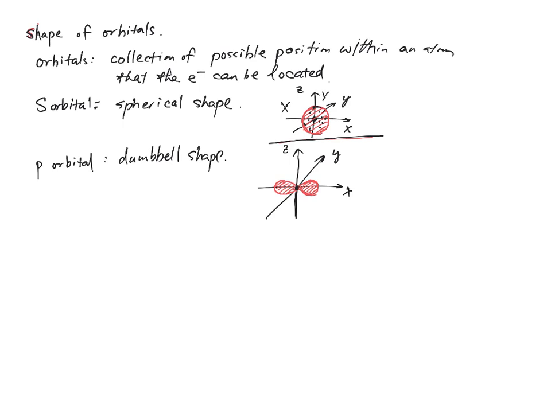And d orbitals are actually a little bit more complicated. That's why I'm asking you to remember and understand the s orbital shape, and now the p orbital shape. I'm not requiring you to do that for the d orbital, because it's a little bit more complicated. I'm only going to draw one of them.